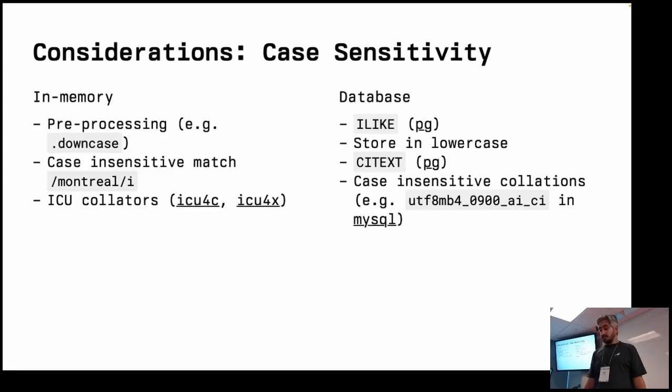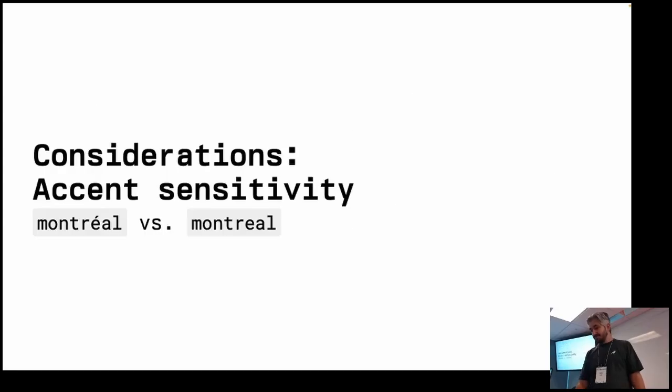You could store your data in lowercase. CI text in Postgres does this for you. You don't have to care. It just lowercases and stores it, and so it happens in the background. And we're talking about collations again, but we'll get to that in a second.